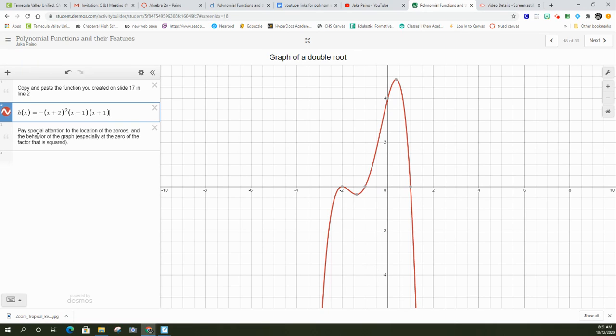Here it says pay special attention to the location of the zeros and the end behavior, especially the zero of the factor that is squared. So what is going on at -2? It hits the x-axis, but then it bounces right off. It turns. It's an extrema point. It's our maximum. It doesn't go through it. It hits it and then changes direction. That's unique, and it's unique because it's squared. All the other ones go straight through.